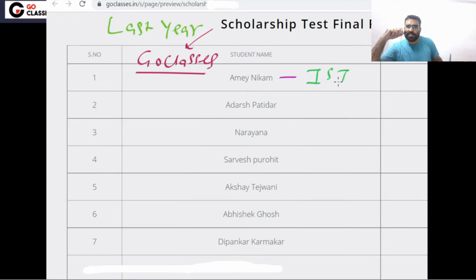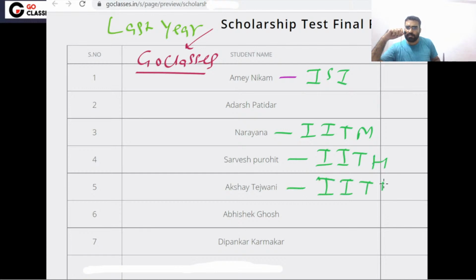Like Amay is in ISI. Others are in 4th year, so right now they are preparing. But Narayana is in IIT Madras. Sarvesh is in IIT Hyderabad. Akshay is in IIT Hyderabad. Abhishek is in IISc. Dipankar is in IIIT Allahabad.